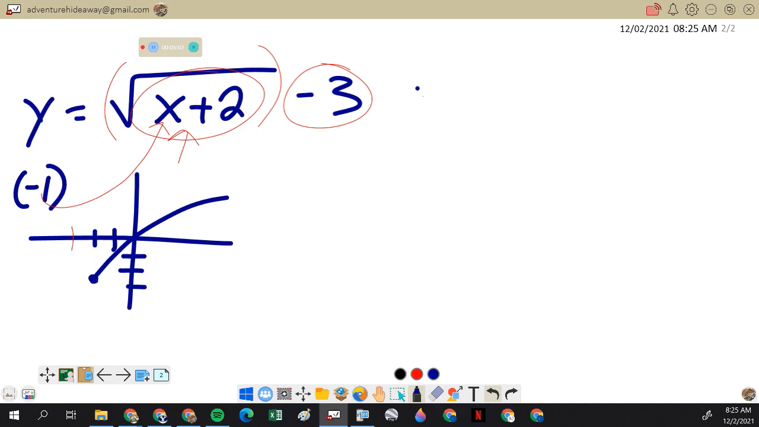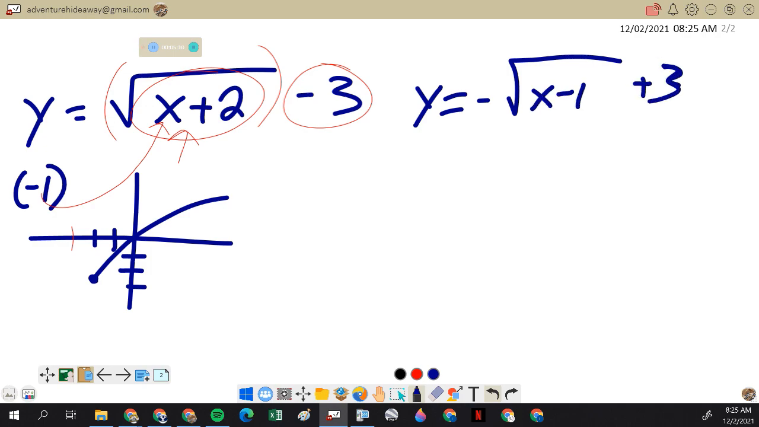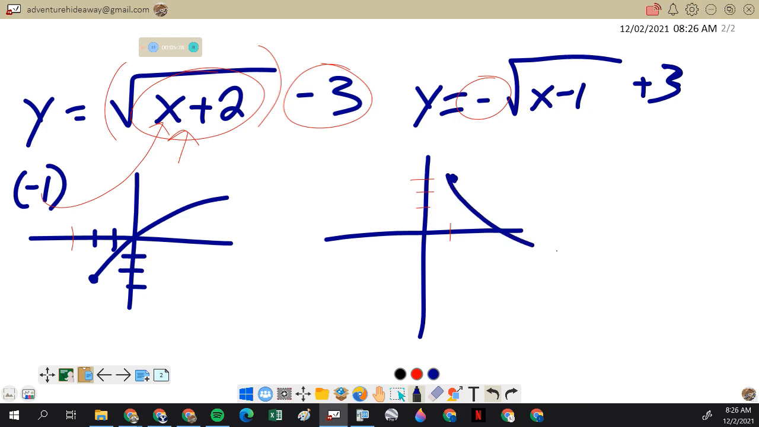Okay. What about y equals negative square root of x minus 1, plus 3? What is that going to look like? So we're going to go right 1 and up 3. What does this do? Flips it upside down. So it'll look like that.